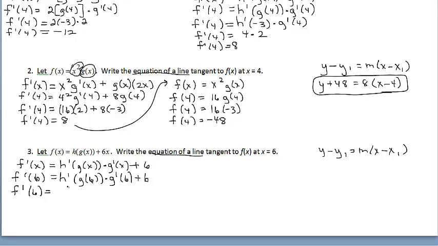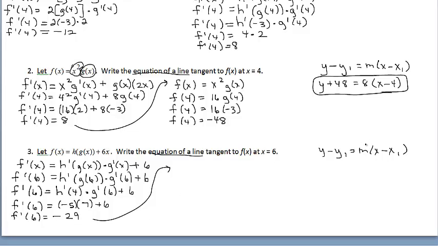Alright, going up to the table, g of 6 is 4, so I'm going to keep the h prime, and that's my new input on my h prime. I'll just keep this as g prime of 6. Remember, we're multiplying, and then plus another 6. Alright, h prime of 4 is negative 5, so this is negative 5. G prime of 6 from the table is 7, and then we're going to add 6. So negative 35 plus 6 is negative 29.